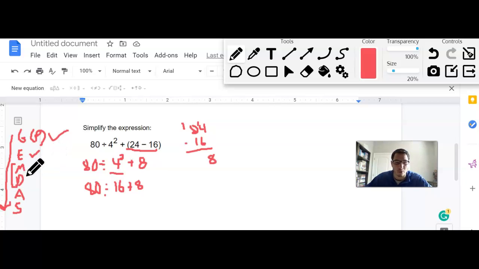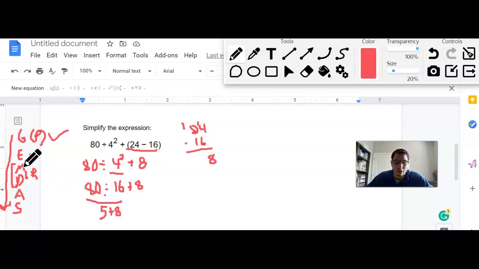They are in the same group. We work from left to right. Okay, we have division here, so we're going to go ahead and solve that. 80 divided by 16, you can use your agenda. 80 divided by 16 is going to be 5. Bring everything else down.